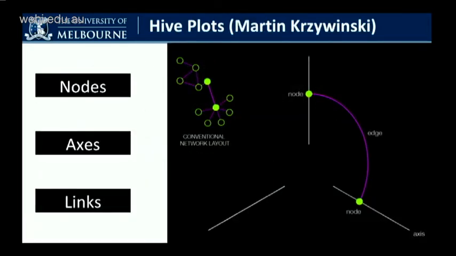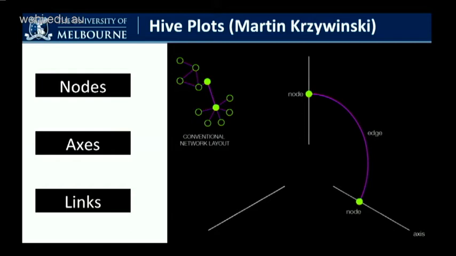Because I work in the biological space, I had heard a talk by Martin Kruszwinski. Actually, he came and visited Melbourne a number of years ago, where he presented this idea of hive plots. And hive plots have been generally applied to biological networks. And the idea behind them is, there's a couple of key points. But of course, like any kind of network visualization, it primarily involves nodes and links.